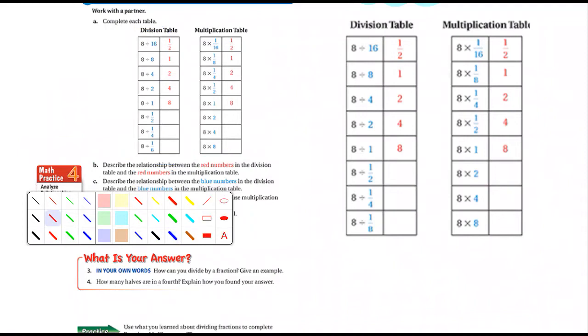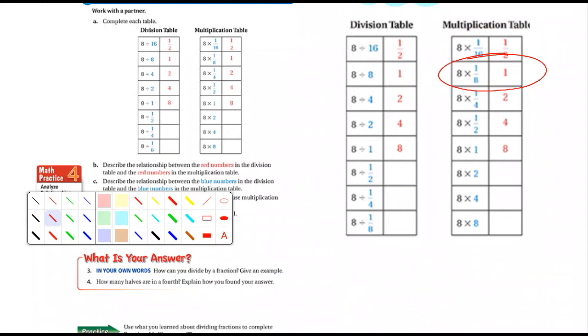So they've got 8 divided by 16 is 1/2. And then they've got 8 times 1/16 is 1/2. It's the same thing. And then you can see 8 divided by 8, what's that equal? 1. And 8 times 1/8 equals 1.